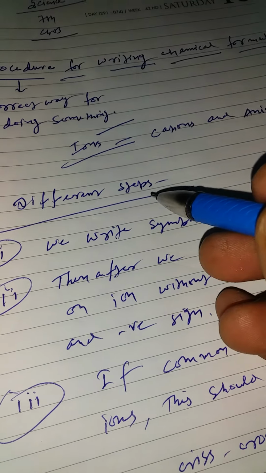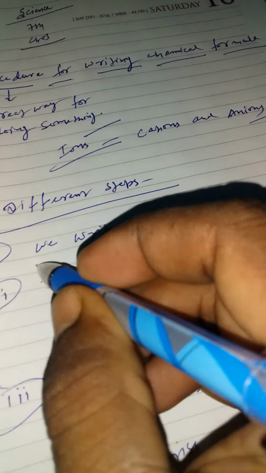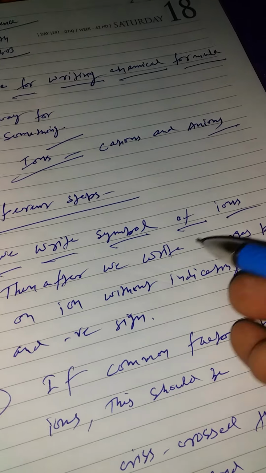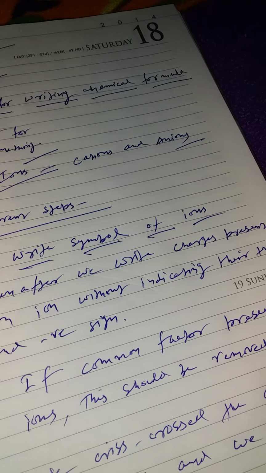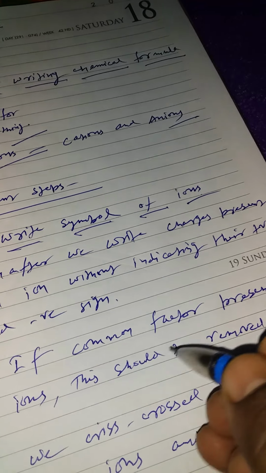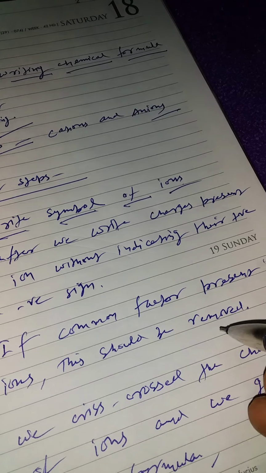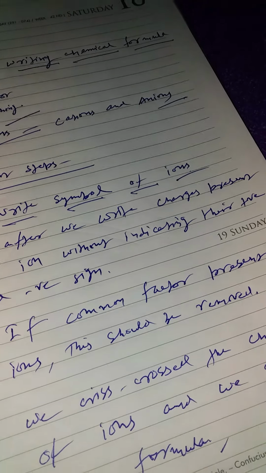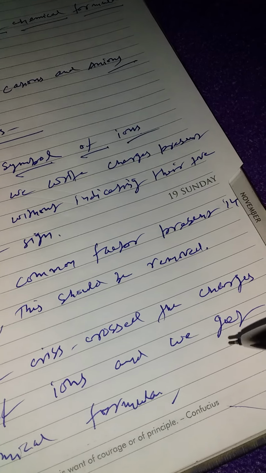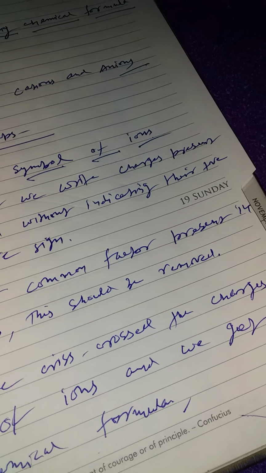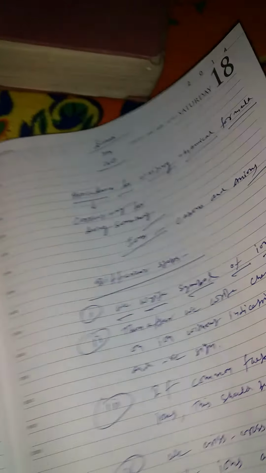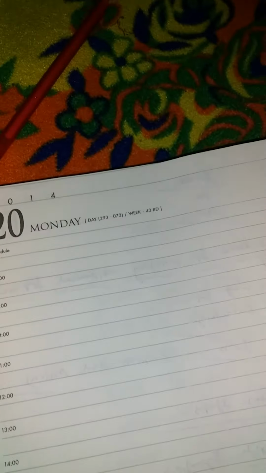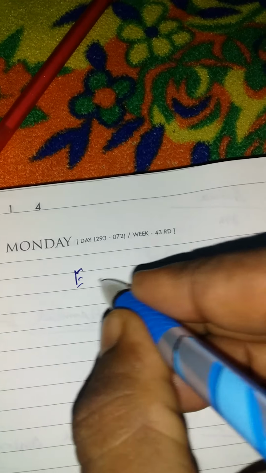Dear students, different steps for writing chemical formula. Firstly, we write symbol of ions. Then after, we write charges present on ion without indicating their positive or negative sign. If common factor present in ions, this should be removed. And fourth point, we crisscross the charges of ions and then we get chemical formula. So we can write different chemical formula using these methods.